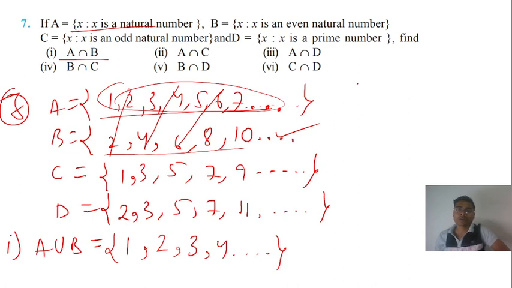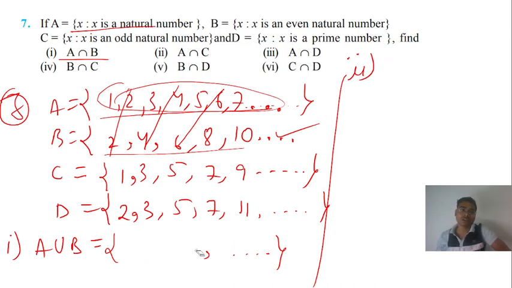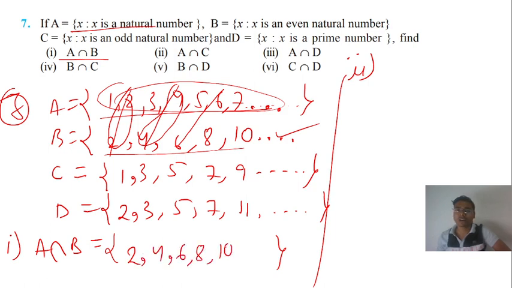Coming to part number second of this question, oh no, they are not saying the union, they are actually saying intersection. Okay, so we will put an intersection here. Intersection means the common elements. The common elements are actually the even numbers, 2, 4, 6, 8, 10, and so on. So this A intersection B is the set of even numbers, which is set B.